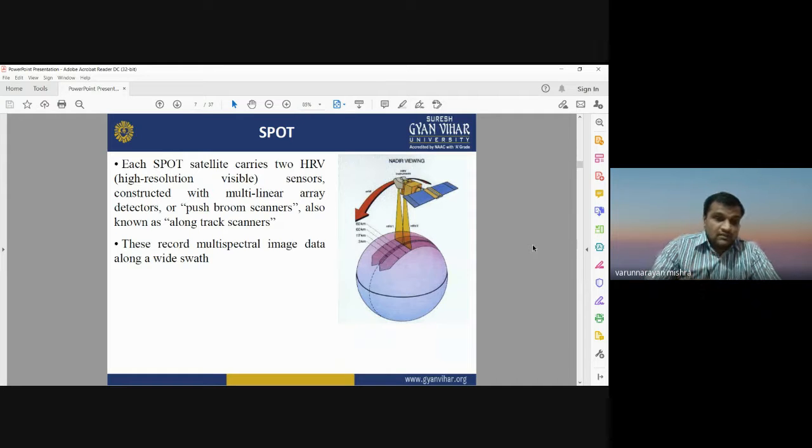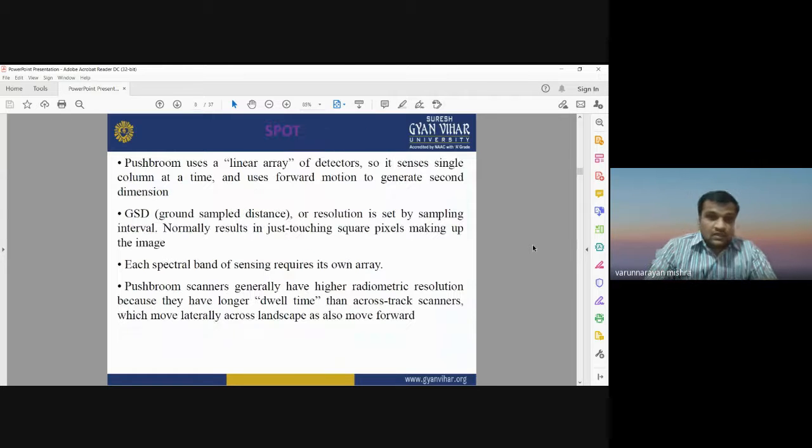It works in along track motion, and it records multispectral images along a wide swath. Multispectral images means it records the electromagnetic radiation in different spectral bands or different wavelength intervals. In the case of push broom sensors, or along track sensors, these generally use a linear array of detectors. Each detector is sensitive to a specific wavelength interval. It senses a single column at a time and uses the forward motion to generate the second dimension.